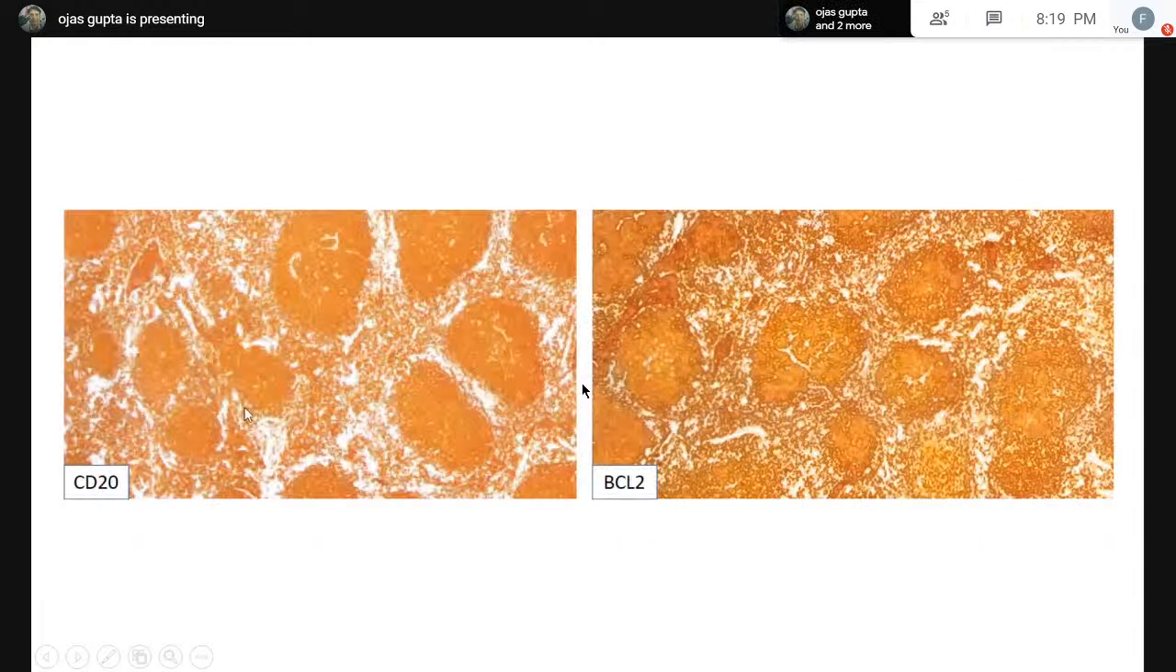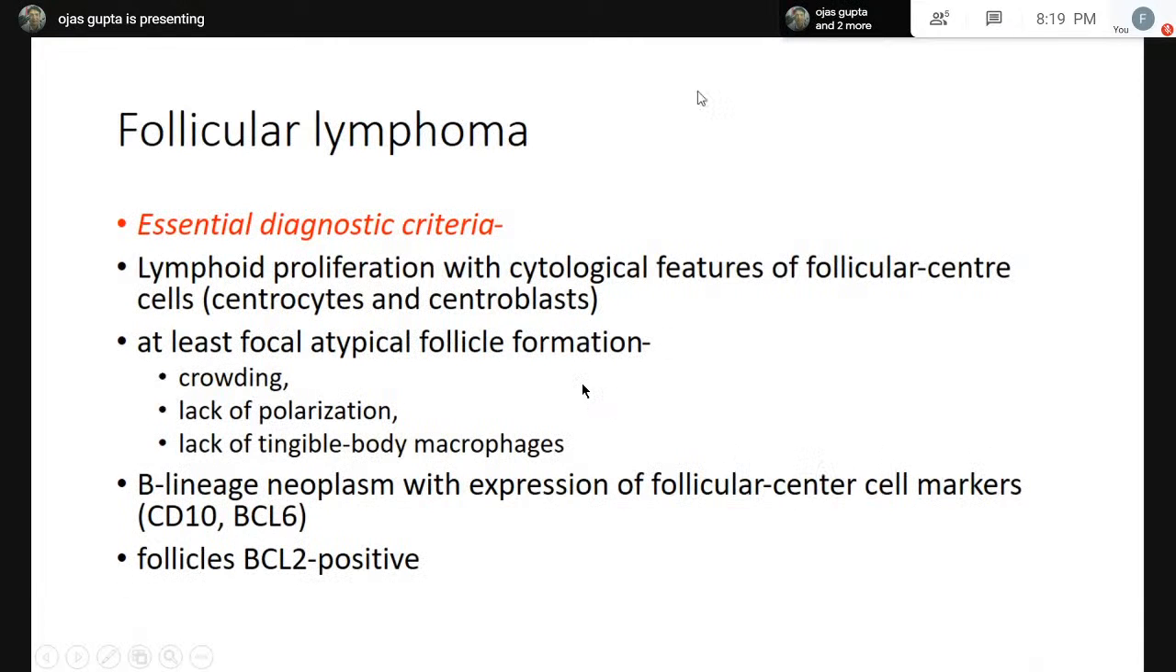So here the cells in both follicular and interfollicular areas are positive for CD20, and these follicles are showing strong positivity for BCL2, which is also a character of neoplasm. So the diagnosis is follicular lymphoma.